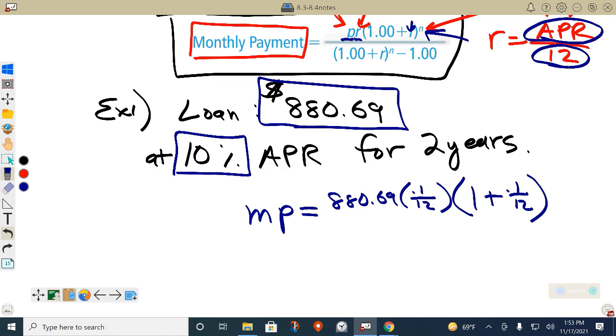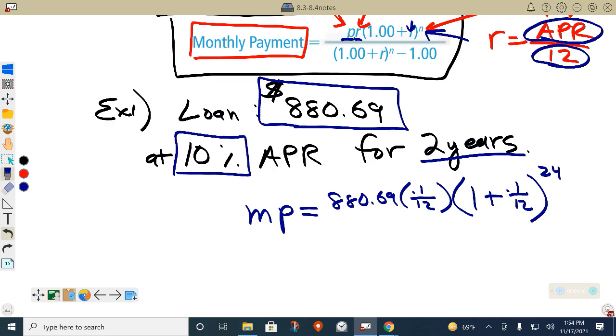How many payments is Doug going to have to pay off his iPhone? How many total payments will he make? 24. How'd you get 24, Mr. Campos, for the rest of the class, please? 12 months times 2. Right. It's 2 years. 12 months in a year. 12 times 2 is 24. So Doug is going to have 24 payments to pay off this iPhone. That's the 24th power.